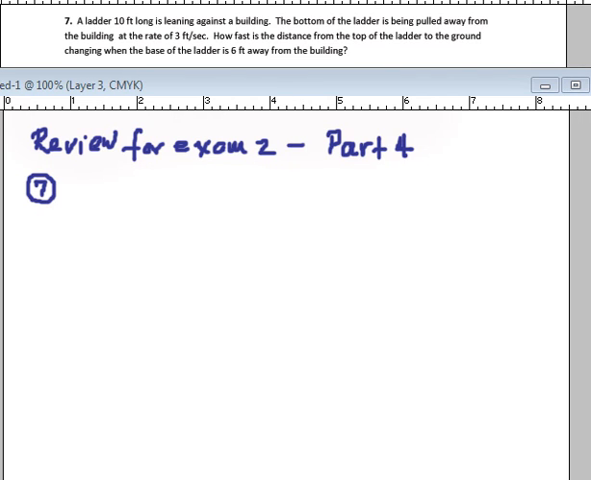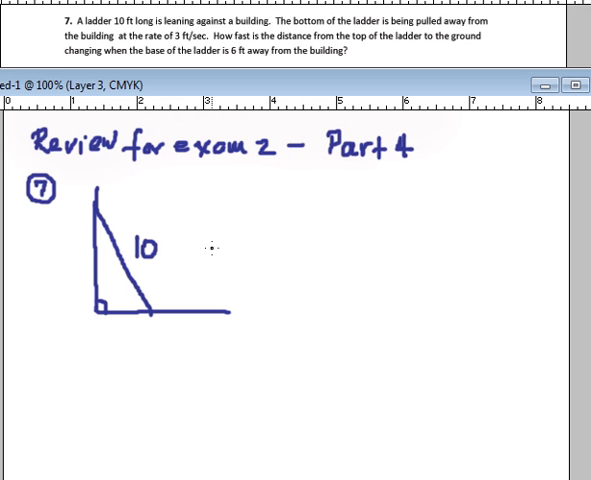Okay, number 7. A ladder 10 feet long is leaning against a building. All right, so let's draw the building. And let's say that's the ladder right here. And the ladder's 10 feet long. Here we have a right angle.